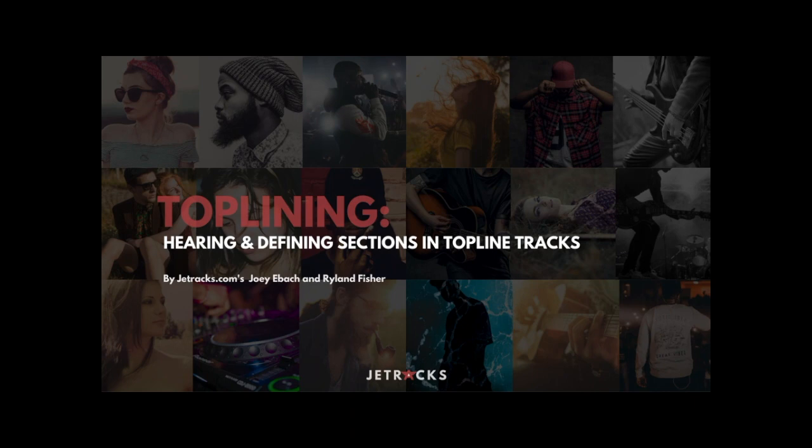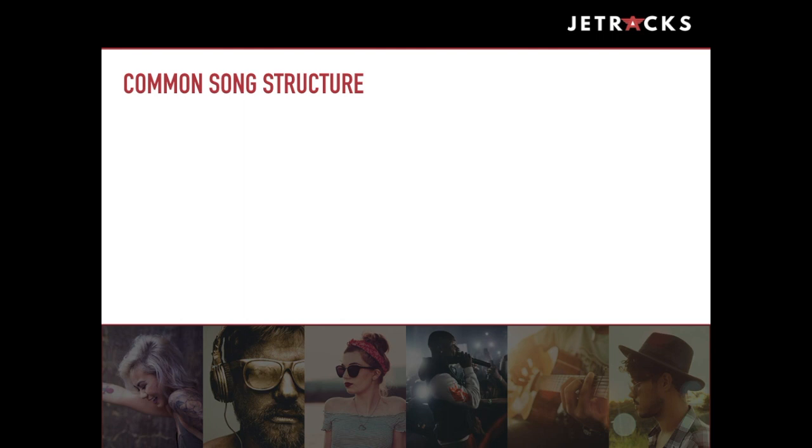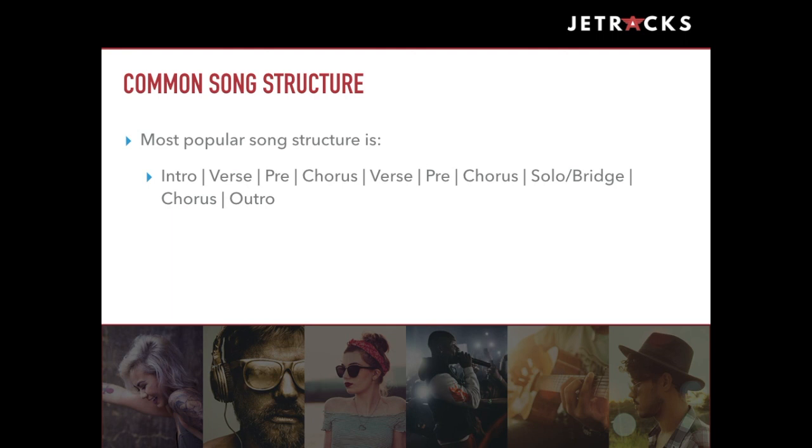Rylan Fisher is going to get us started here, and this is how to listen for song sections. The first step to learning to listen for song sections in a Jetracks toplining track is becoming aware of common song structure used in most popular music. While there's a variety of song structures out there, the most tried and true form by far is made up of intro, verse, possibly a pre-chorus, chorus, verse, pre-chorus, chorus, bridge or a solo, one more chorus, and then the outro.